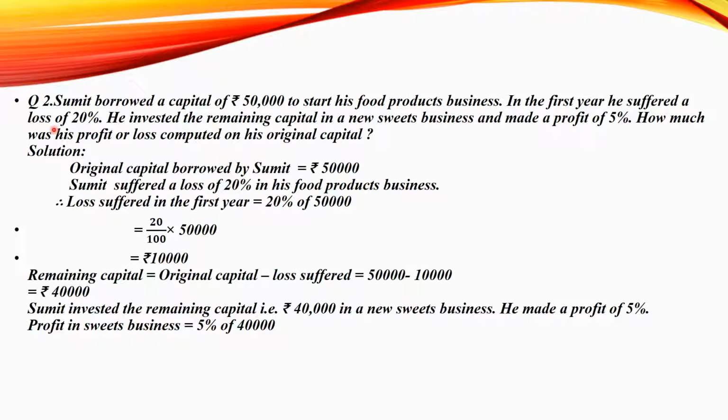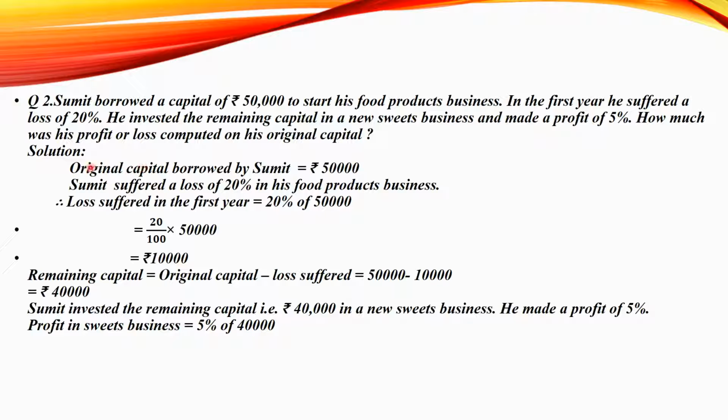Question number 2. Sumit borrowed a capital of rupees 50,000 to start his food products business. In the first year, he suffered a loss of 20%. He invested the remaining amount in a new sweet business and made a profit of 5%. How much was his profit or loss computed on his original capital?